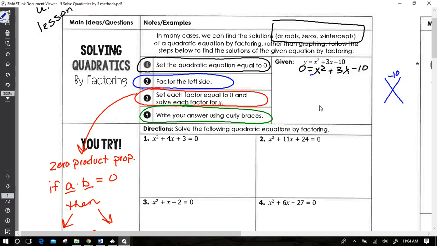Remember the -10 goes on top and the 3 is on bottom. So I know 5 times 2 is going to get me to 10. And if I put those together, let's say 5 minus 2 equals 3. So I now have this. I have x plus 5 and x minus 2.